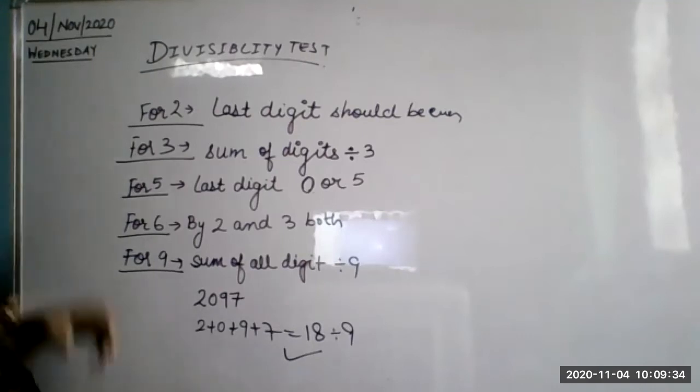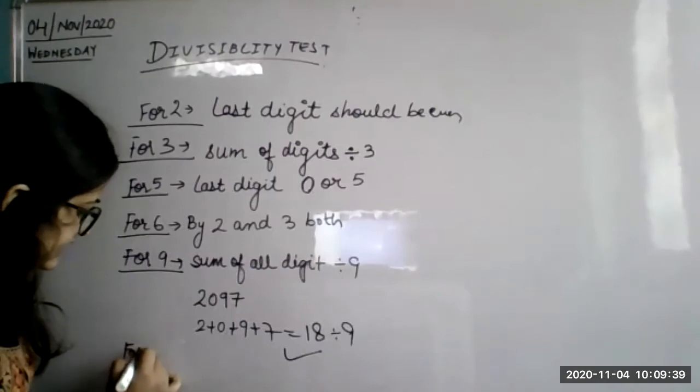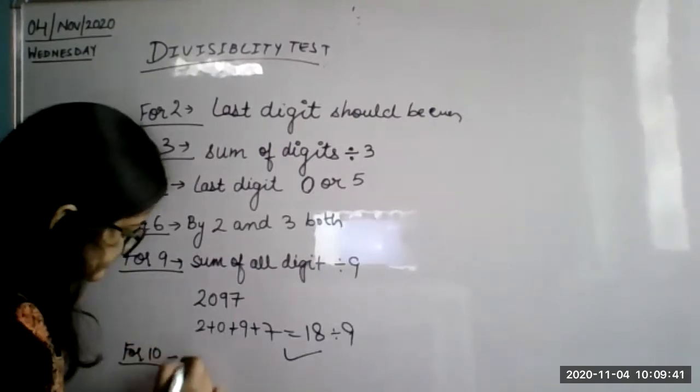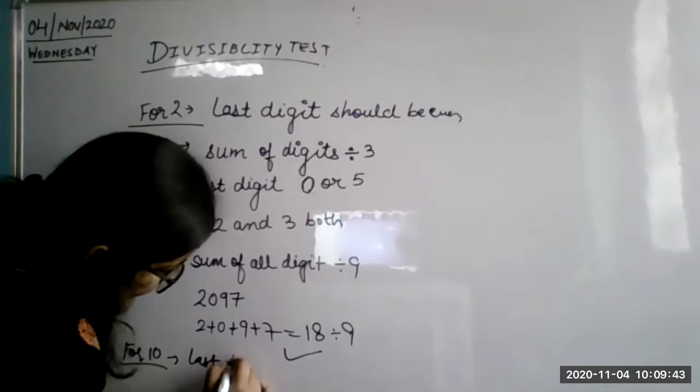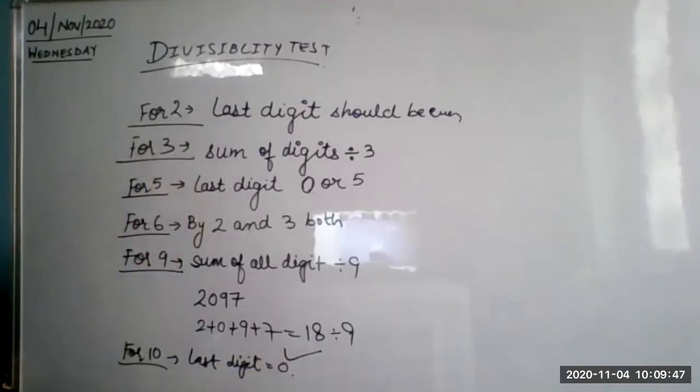For 10, quickly tell me for 10, everyone. Anjali, tell me for 10. Ma'am, last digit is 0. Last digit should be 0. Okay, very good. The last digit should be 0 for 10.